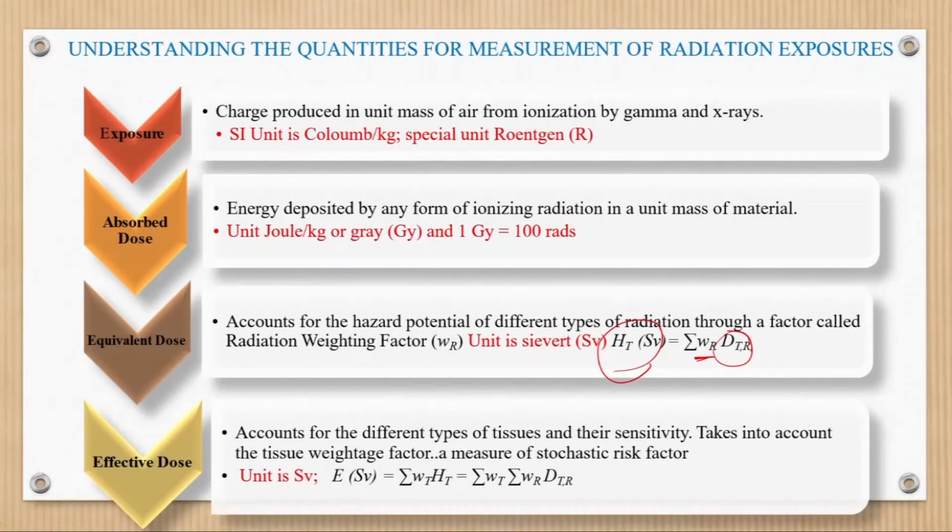Another is the effective dose. It accounts for the different types of tissues and their sensitivity, taking into account the tissue weighting factor, a measure of stochastic risk. Its unit is also sievert, and it is the product of the equivalent dose and the tissue weighting factor. You can see here HT is the equivalent dose, and WT is the tissue weighting factor. The tissue weighting factor accounts for the different sensitivity, because organ sensitivity to radiation also varies.